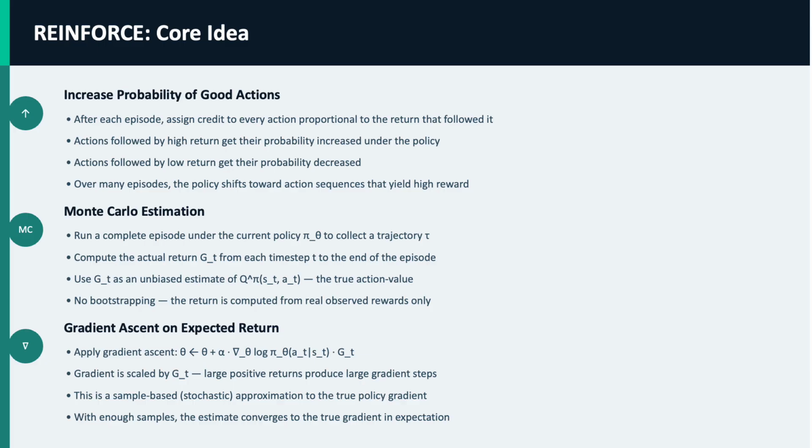So the core idea of REINFORCE is intuitive. If an episode went well, increase the probability of every action you took during it. If an episode went badly, decrease those probabilities. Over many episodes, actions that consistently lead to higher returns become more probable, and actions that lead to poor outcomes become less probable. The policy gradually shifts toward a sequence of actions that maximize cumulative reward.